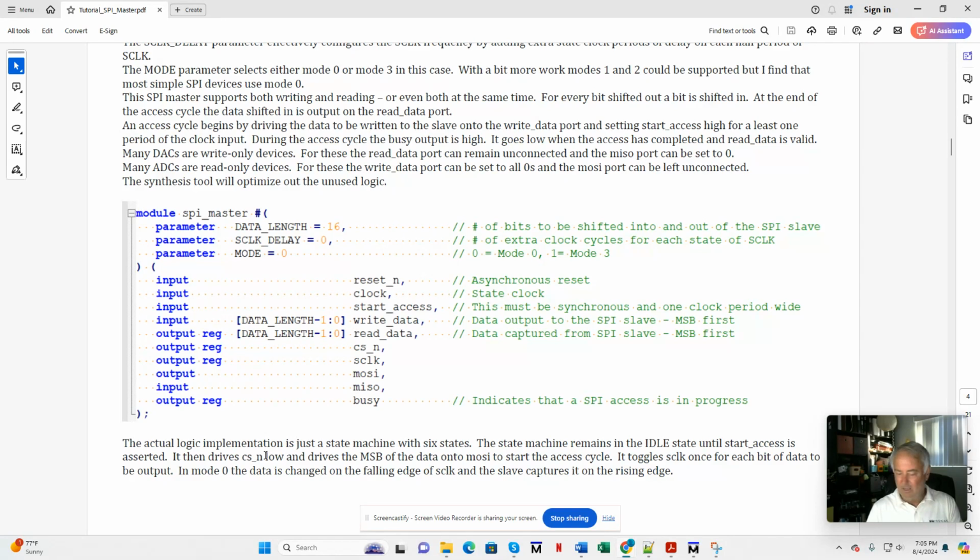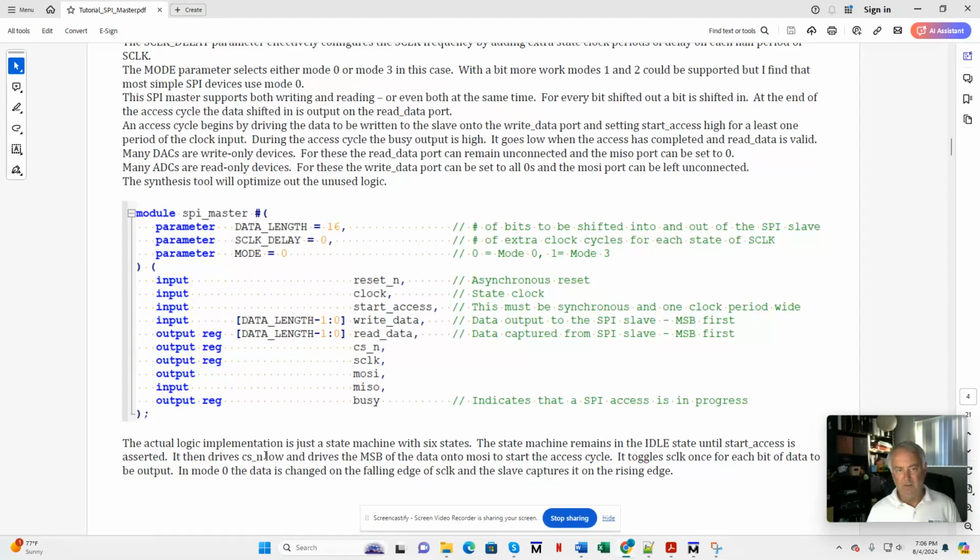Now, I know a lot of implementations handle byte-wide data. SPI is not a byte-oriented protocol like I2C. So you'll see a lot of devices out there that aren't exactly 8 or 16 or 24 bits. They're somewhere in between. So data length, the number of bits you're going to shift out and thus shift in, is a parameter.